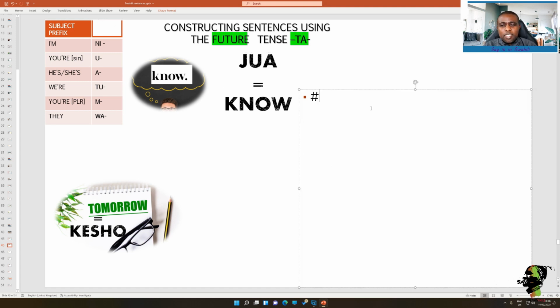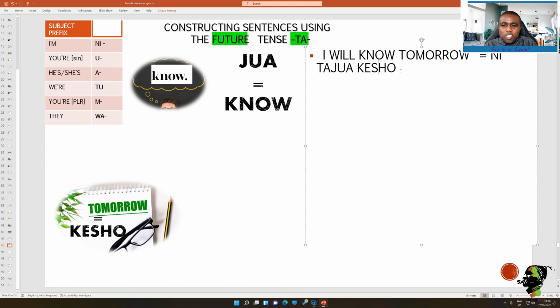Tomorrow. Let's now construct our first sentence. I will know tomorrow. Go for it. Ni, ta, jua kesho. Nitajua kesho. Can you pronounce the whole sentence for me, please? Nitajua kesho. That is what I was waiting to hear from you. Nitajua kesho. I will know tomorrow. Kiswahili kizuri sana.